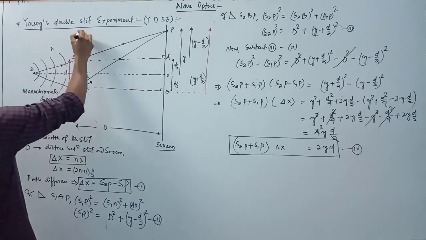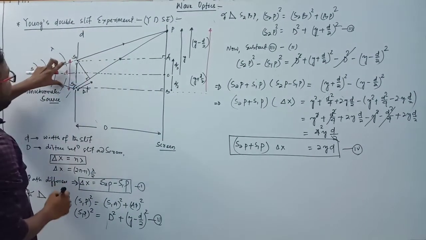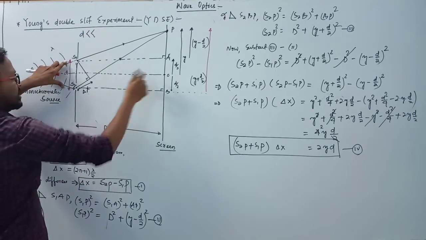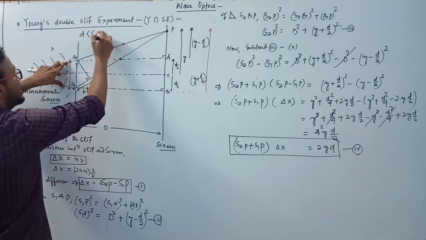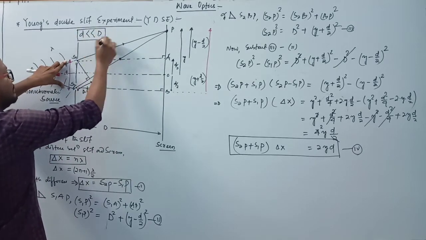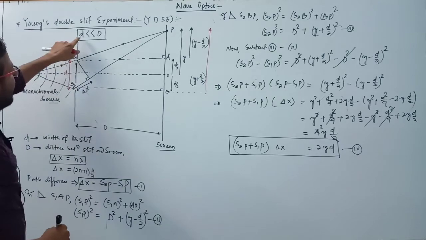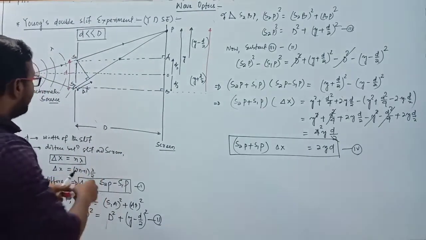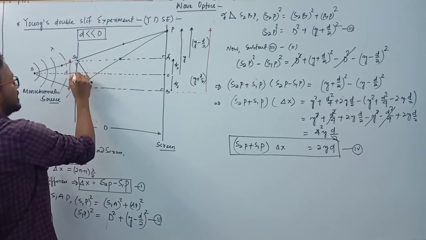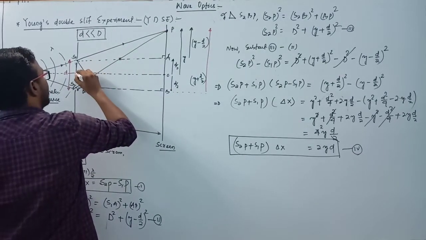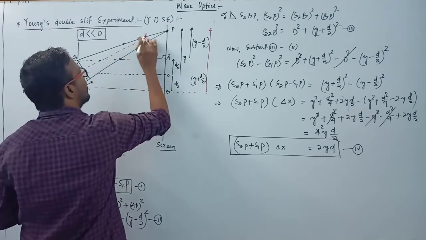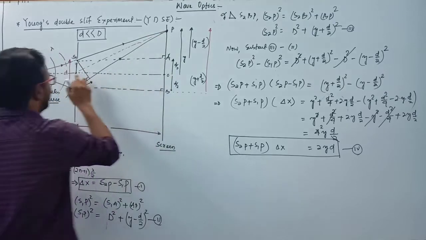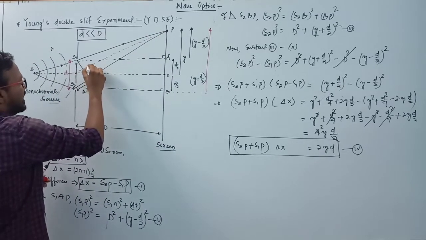So this approximation condition is that the width of the slit is very small as compared to the distance between the slit and the screen. Clear? Here small d is very small as compared to capital D. If you take the angle, suppose this is the middle point and this point is P, then at this center you can take another point. Suppose this angle is theta.